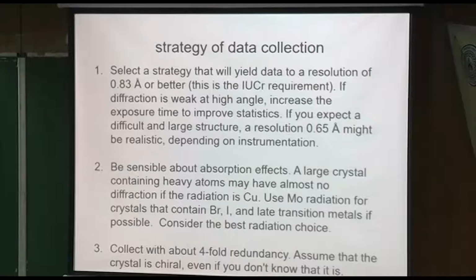So here's some more strategies for data collection. The IUCR requirement is that the resolution is 0.83 angstroms or better, and that corresponds to 50.5 degrees in theta if you're using molybdenum radiation. It's a higher angle if it's copper radiation. There's a way to see if you're going to get that resolution before you even start collecting data, just by looking at the spots and measuring their intensities on the screen.